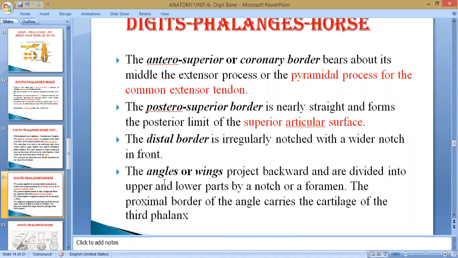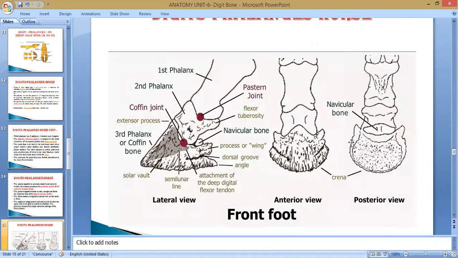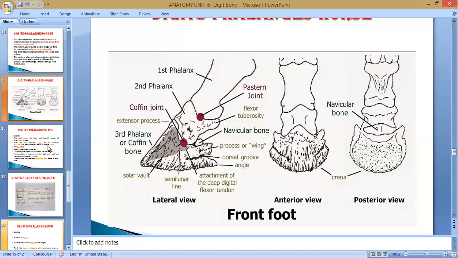An angle or beam projects backward and is divided into upper and lower parts by a notched foramen. The proximal border of the angle carries the cartilage of the third phalanx. So this is the angle, and this angle is divided into two parts, dorsally prominent and afterwards becoming notched. This angle is for the attachment of the second phalanx. So up to this, the phalanx of the horse is clear.